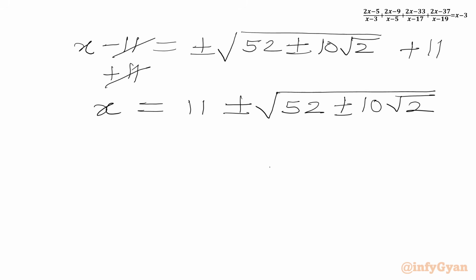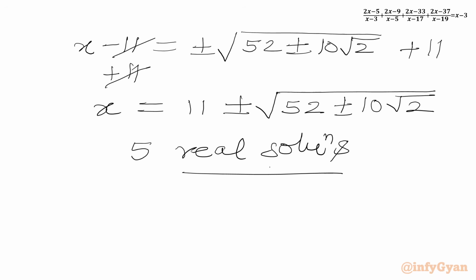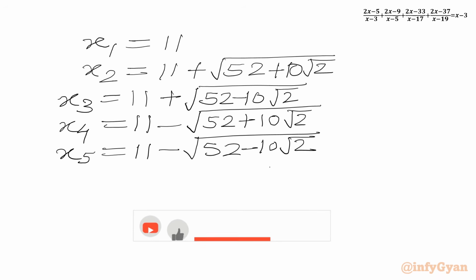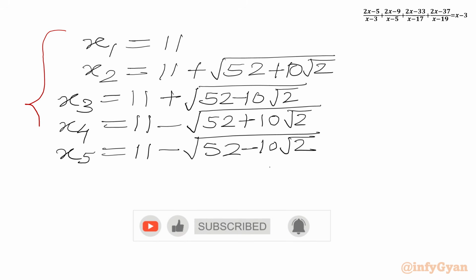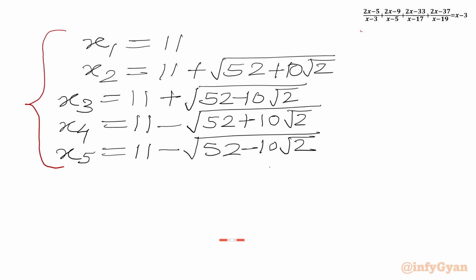So we have in total 1 plus 4, overall 5 real solutions. I will write here x1 to x5. Let me write all the values first. So here we have 5 real values of x which will satisfy our rational equation.